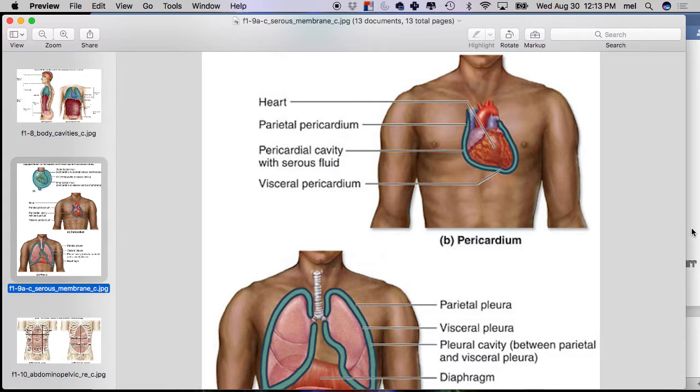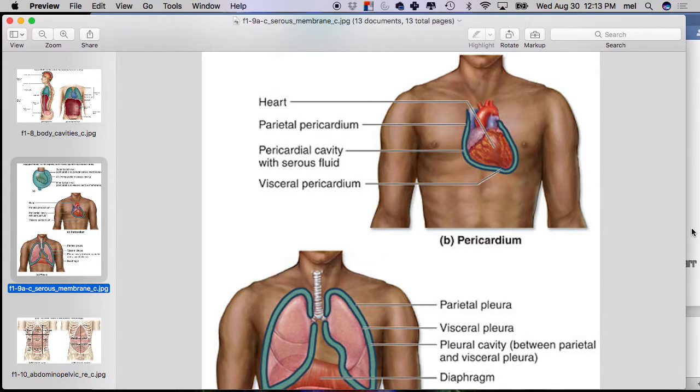If this is a wiggly organ, and most of your ventral body cavities are at least kind of wiggly, right? You will have fluid between them that lubricates between the organ and the body wall. Does that make sense? Okay, so this is a serous membrane. We'll get to the specifics of them in just a second.